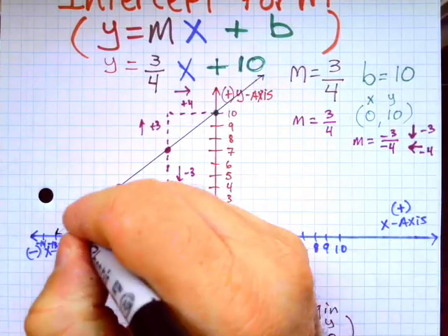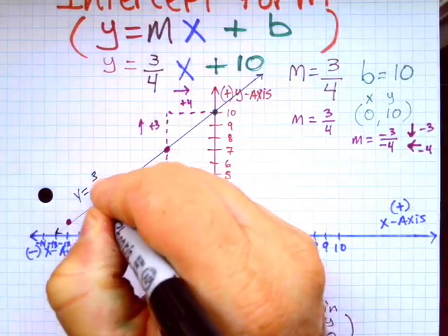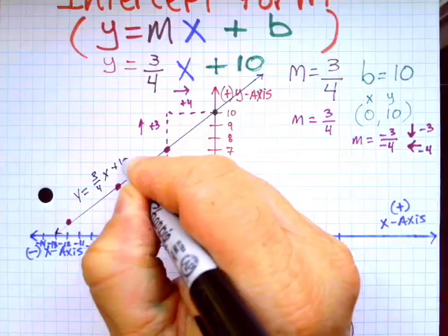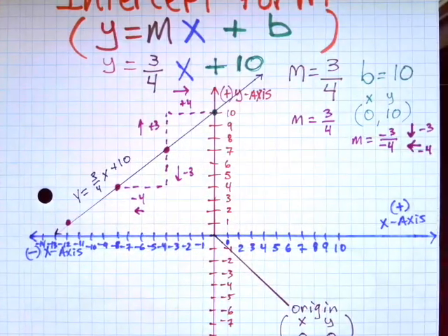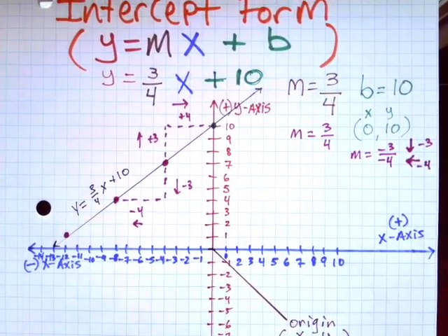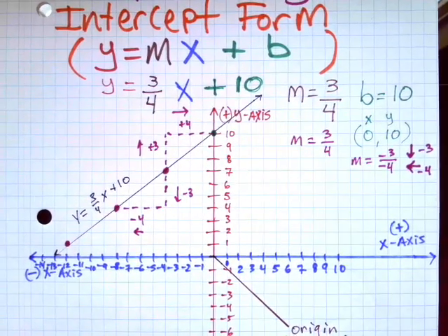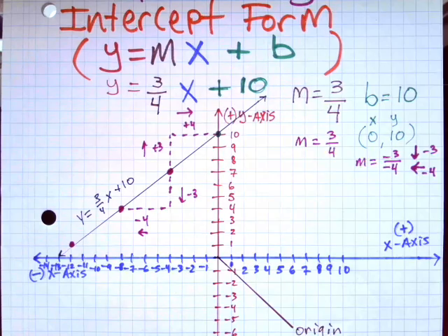You could label this graph y equals 3/4 x plus 10. Hey, math is easy. Take it step by step. If I went a little too fast, please stop, pause, rewind this video.